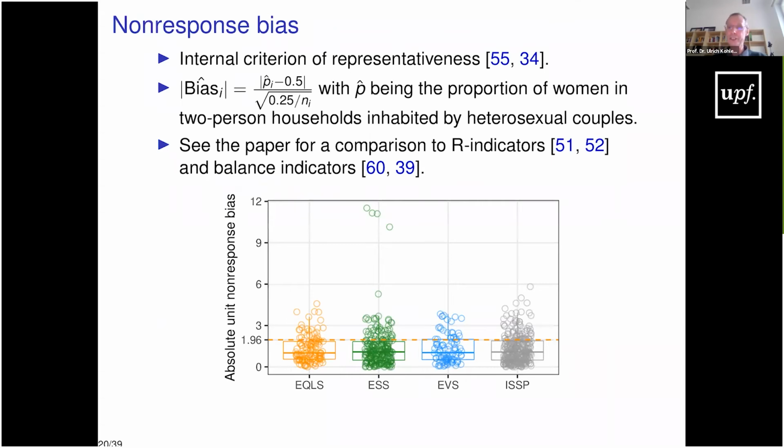Okay, so the operationalization of the variable. We use an internal criterion of representativeness, which is basically this formula here: P hat_i, where i is the survey, minus 0.5, divided by the square root of 0.25 divided by n, where P is the proportion of women in 2-person households inhabited by heterosexual couples. In this subset of the data, the true value of P is known. It is 0.5. Among the subset of heterosexual couples, the proportion of women is 50% by definition. So what we do is we try to identify this subset of the data and look at how large the observed proportion of women in this subgroup is.